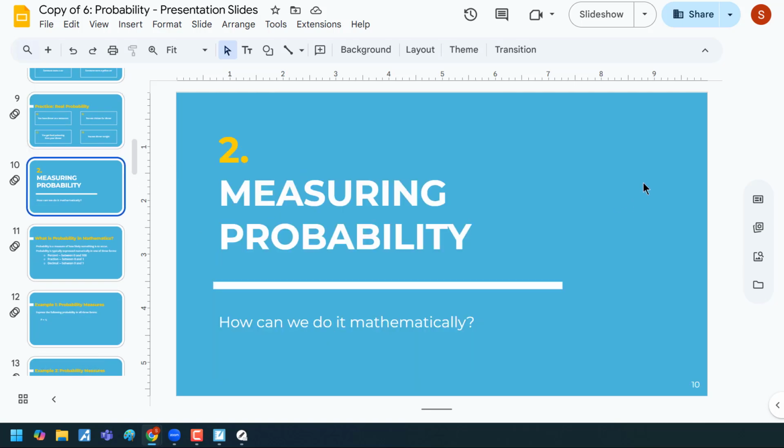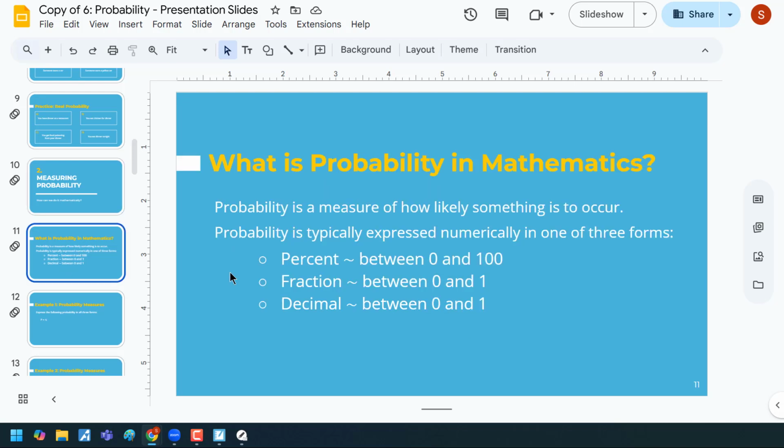All right, measuring probability. How can we do it mathematically? Initially, we were just using words and describing, okay, something's probable, something's not that probable. But what if we want to use math? Well, what is probability in mathematics? Probability is the measure of how likely something is to occur. Probability is typically expressed numerically in one of three forms.